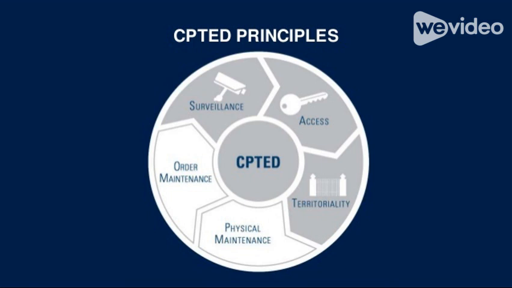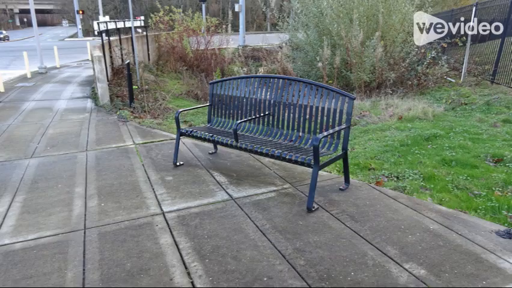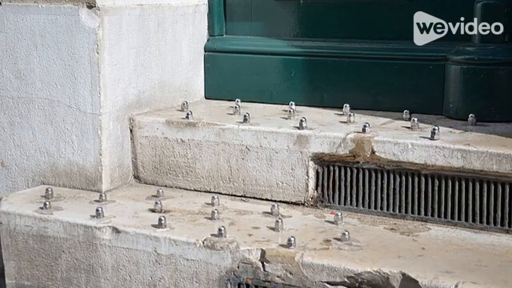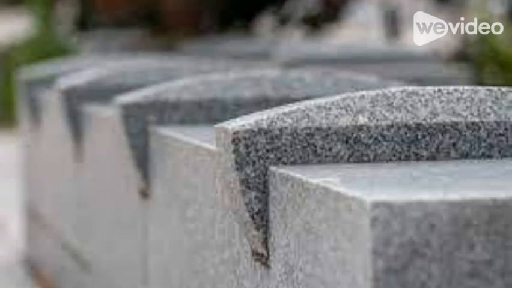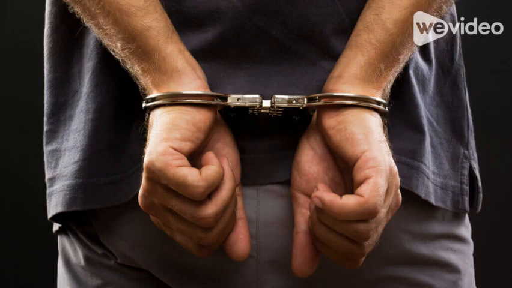This consisted of all of the hostile architecture we know today. That includes the armrests, spikes, bumps, rocks, and everything else. While originally meant to stop crime, they were instead used to displace cities' undesirable groups.